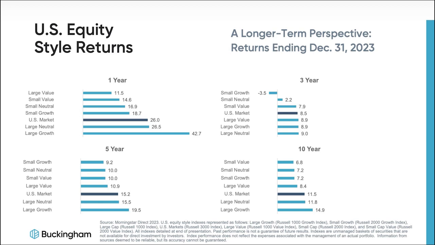Large growth stocks had the best performance for the trailing one-year period, gaining 42.7%, which beat the U.S. market by 16.7%. We can also see that small and value stocks have generally been out of favor during these same time periods.